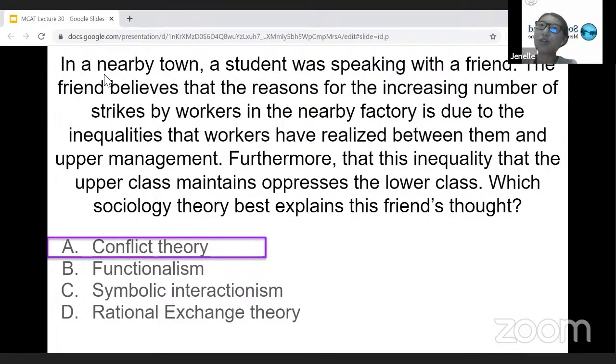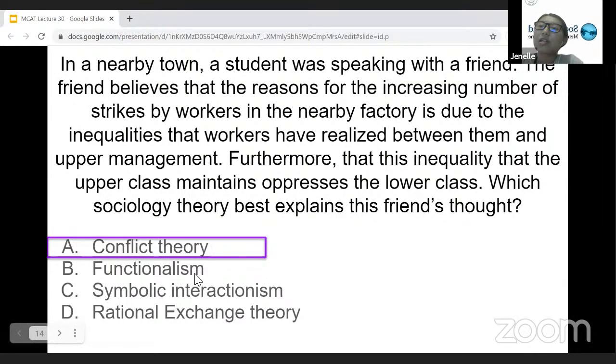So just to briefly go over this one, it says in a nearby town, a student was speaking with a friend, and the friend believes that the reasons for the increasing number of strikes by workers in the nearby factory is due to the inequalities that workers have realized between them and upper management. Furthermore, that this inequality that the upper class maintains oppresses the lower class. Which sociology theory best explains this friend's thought? Definitely, because we're noticing here that it's regarding the inequalities between workers and upper management, that relates to the conflict theory, which is all about the inequalities between different classes.